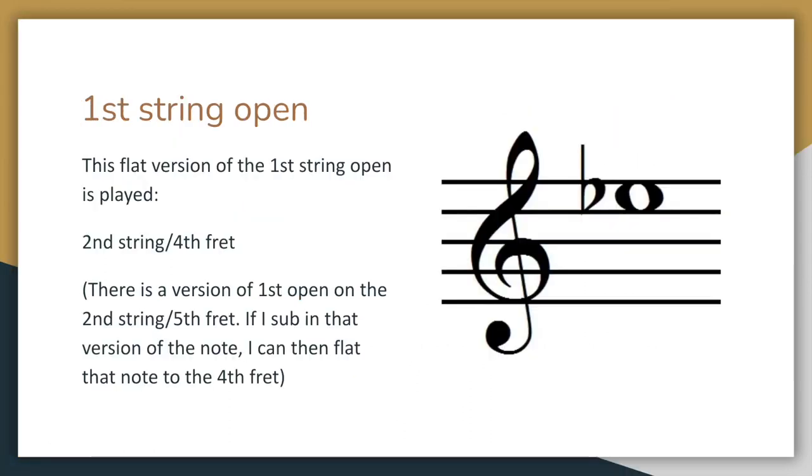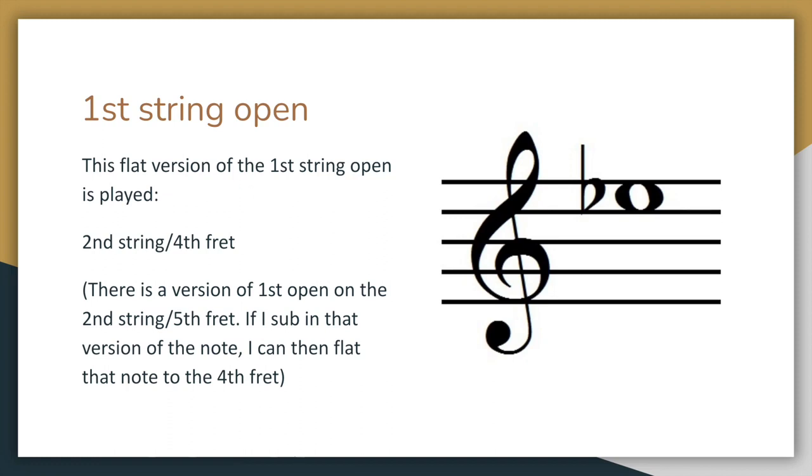Alright, so take a look here. This flat version of the 1st string open is technically played on the 2nd string, 4th fret. And that is because there's a version of the 1st string open on the 2nd string, 5th fret. So many of you know from tuning, if you go to the 2nd string, 5th fret and put a finger there, and compare it to the 1st string open, they are technically the same note. So when we play notes, that's a note that we can sub in or replace for the 1st string open, and because it's played on the 5th fret or with a finger, then I can easily lower it down to the 4th fret from there.